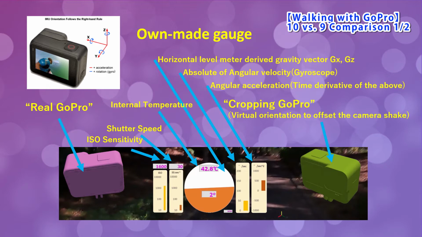ISO sensitivity and shutter speed bar graphs are shown to the left of the horizontal level meter. The metadata also includes the internal temperature. I think that this temperature monitor will lead to a thermal stop.